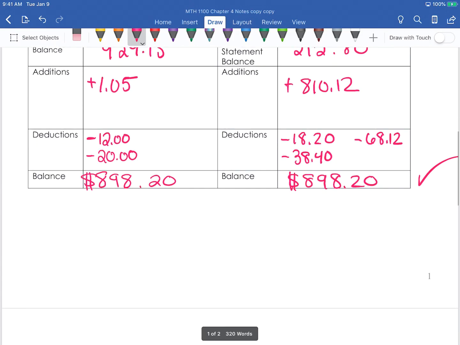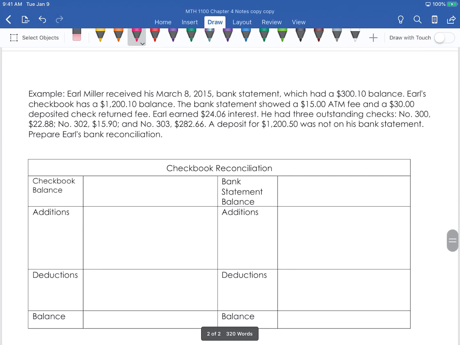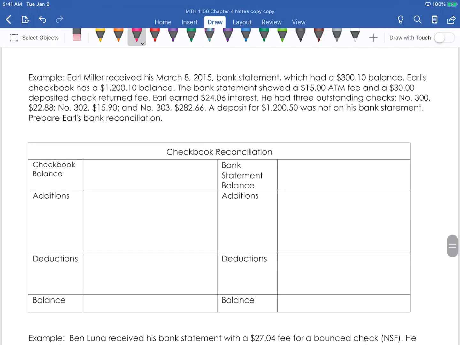Okay, next example. It says Earl Miller received his March 8th, 2015 bank statement, which had a 310-cent balance. So that's going to be here in the bank statement balance. And then it says his checkbook had a balance of $1,200.10.